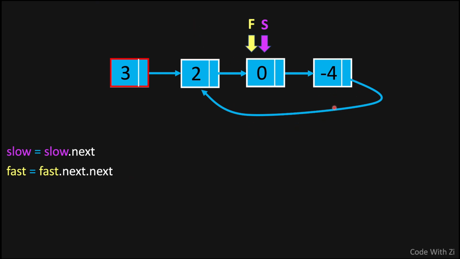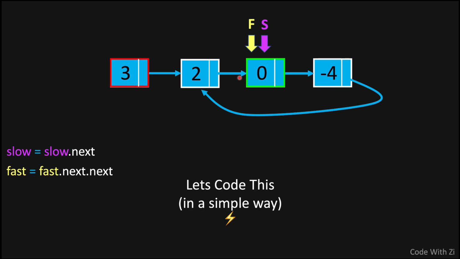So the next of this one is this one, and the next of this one is this one, right? So now we're going to check if fast and slow are pointing to the same node. Well, would you look at that? They are. So in this case, we're going to return true because we have a cycle, and that's going to be it. Now let's code this in the simplest way possible.